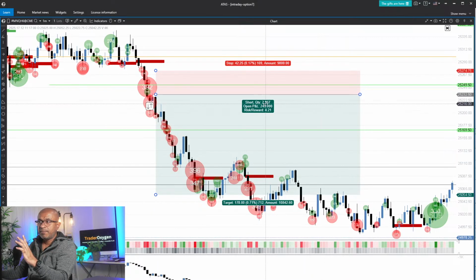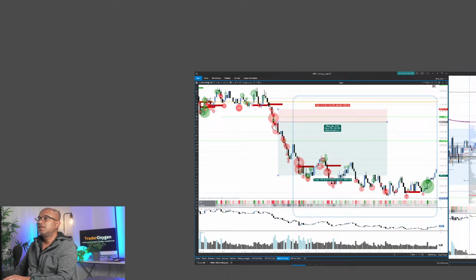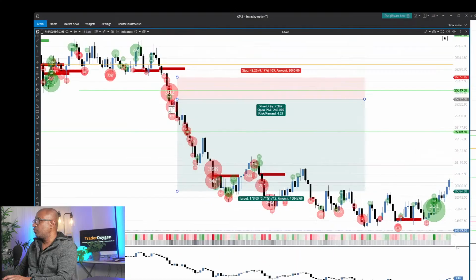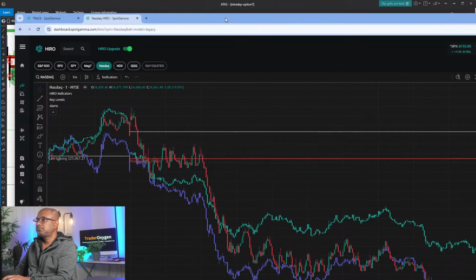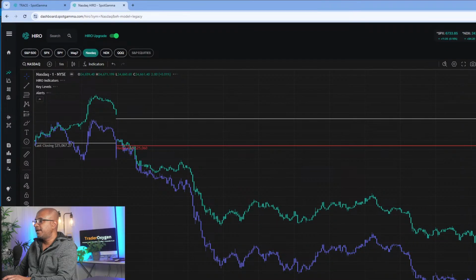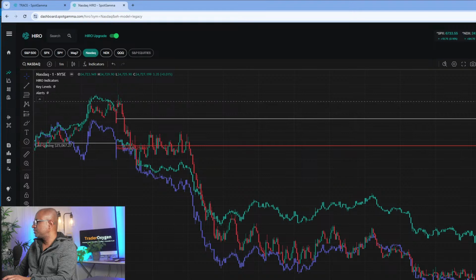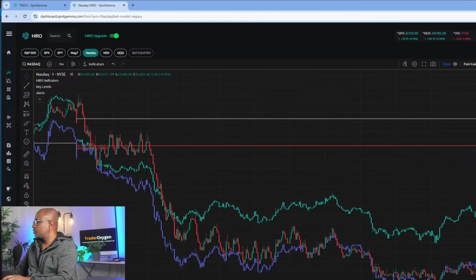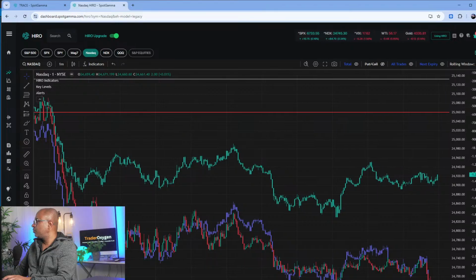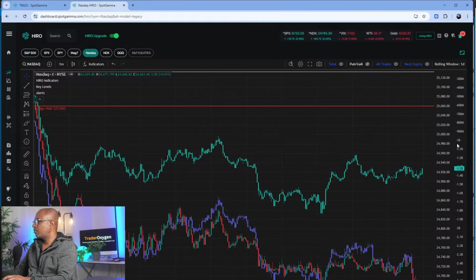And before I come into that, I will show you one other thing of our analysis. This is the dealer hedging chart, which is pretty interesting for you guys. Let me bring the dealer hedging chart. While we were looking into this trade analysis over here, let me just zoom it so you guys can see. This is the Nasdaq chart over here.